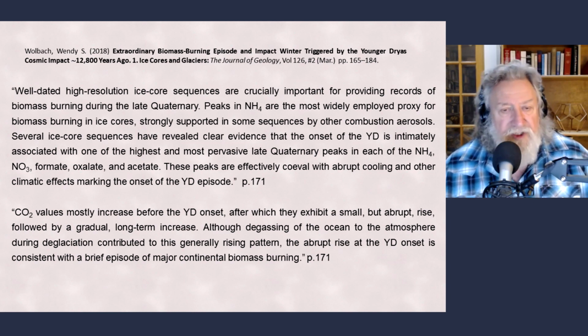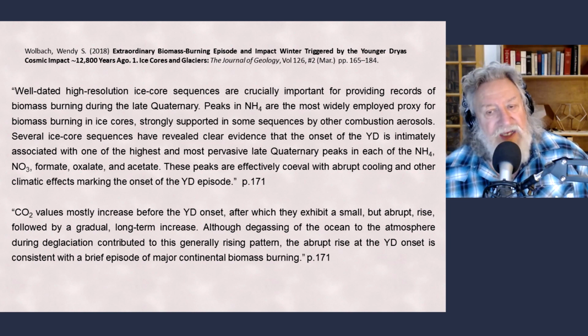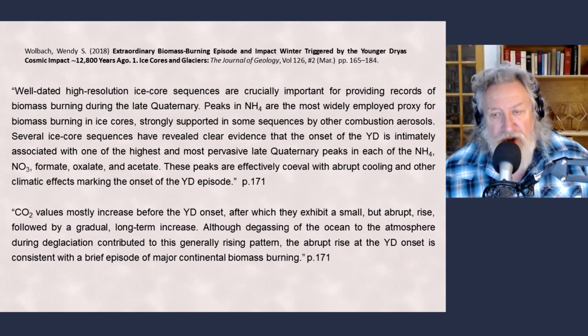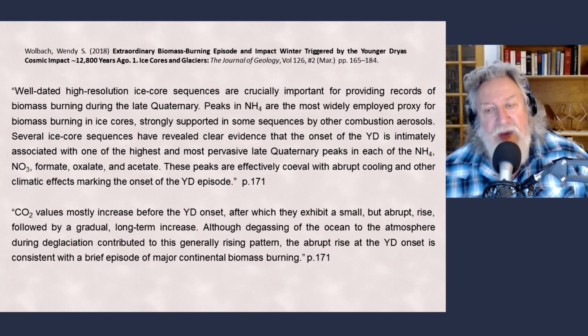And then also, they point out that carbon dioxide values mostly increase before the Younger Dryas onset, after which they exhibit an abrupt rise followed by a gradual long-term increase. Although degassing of the ocean to the atmosphere during deglaciation contributed to this generally rising pattern, the abrupt rise at the Younger Dryas onset is consistent with a brief episode of major continental biomass burning. And that is because carbon dioxide is released through biomass burning.